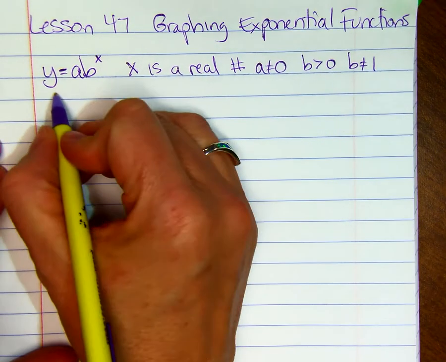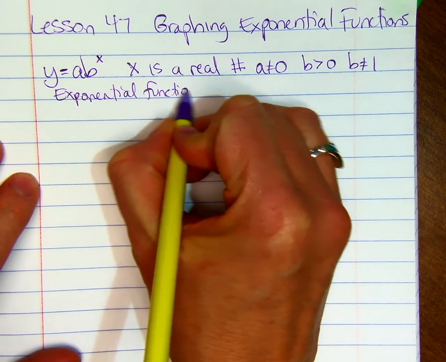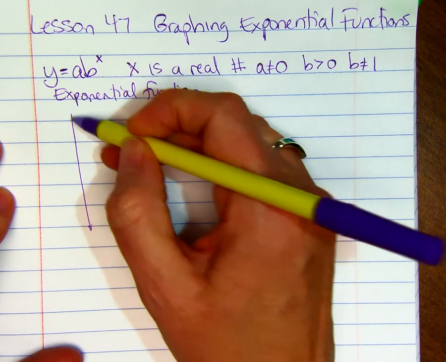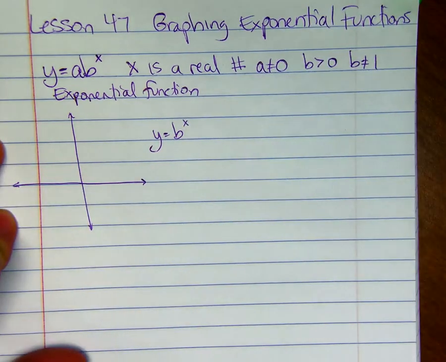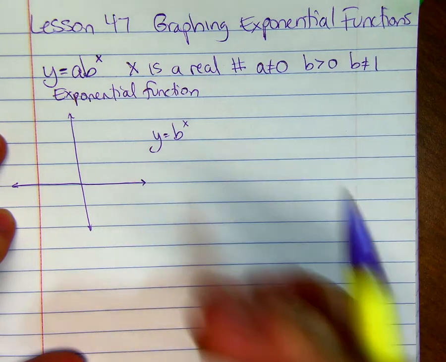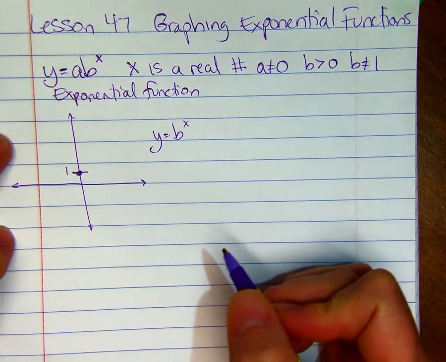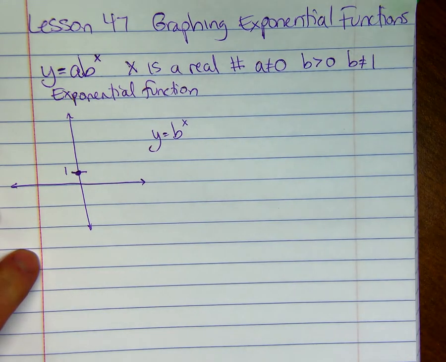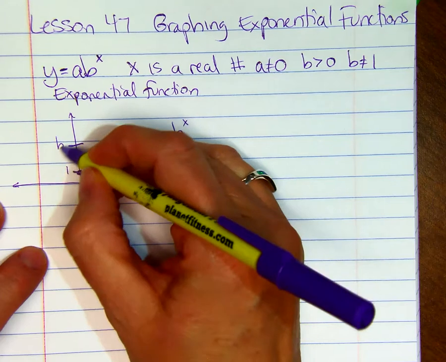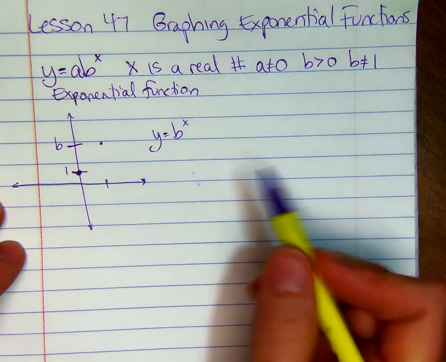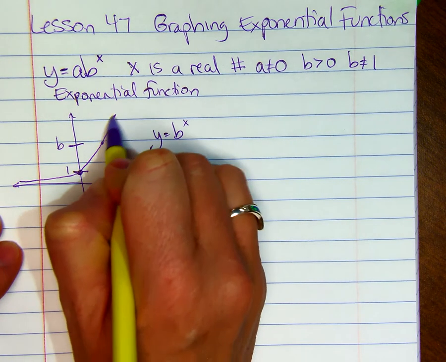So here's what it looks like on a graph. This is just y equals b to the x, so it's just where a is 1. When x is 0, b to the 0 is just 1, so it's going to go through the point (0, 1). When x is 1, b to the x is just equal to b. So up here at b somewhere, whatever b is, goes there. And it gets close to the x-axis but never touches it, and comes up like that.